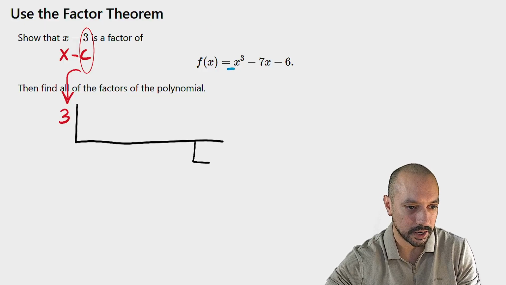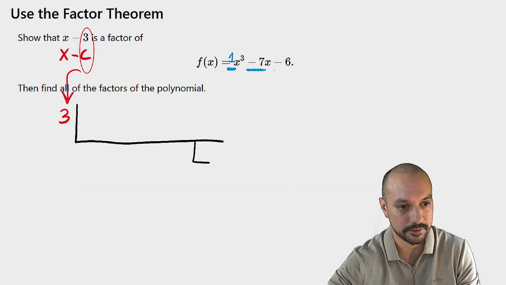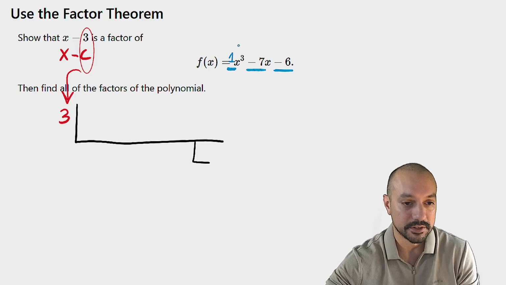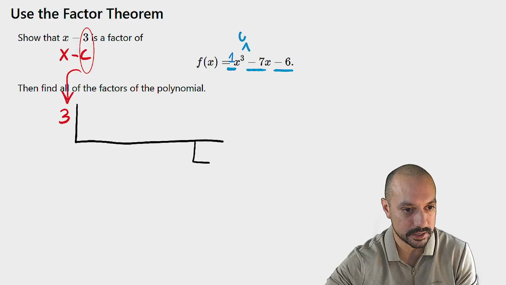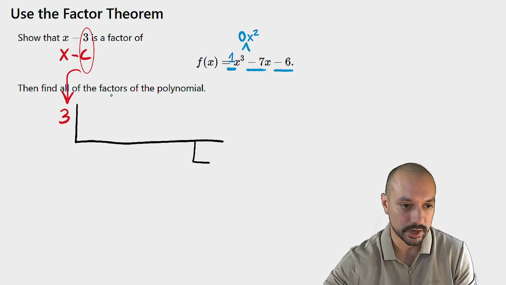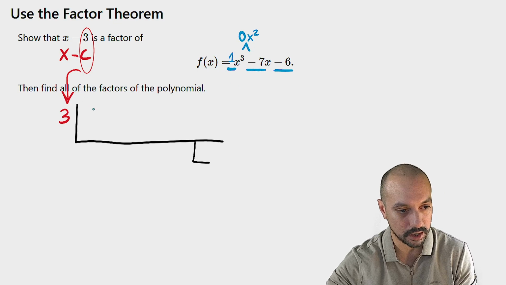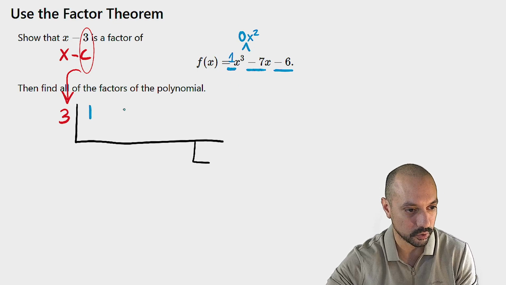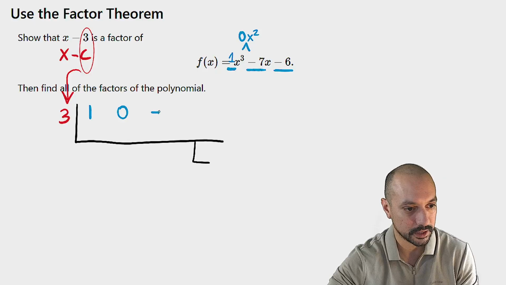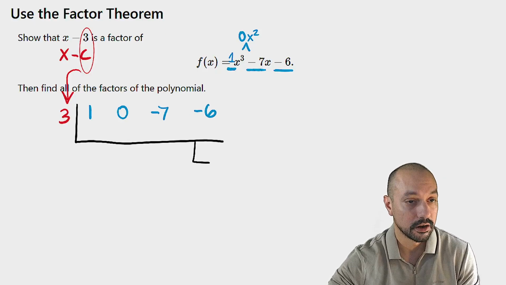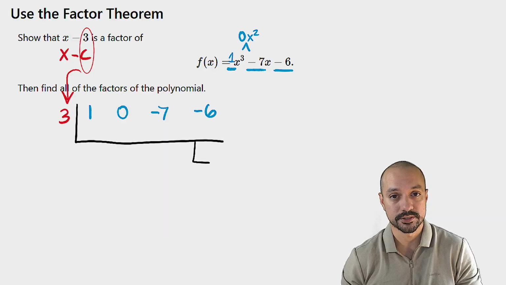I'm also going to grab the coefficients of function f. So we have an invisible 1 showing up on x to the third, and we also have a 0 making the x squared term. So when I go ahead and record those four values, I'm going to record 1, 0, -7, and negative 6. All right, so we're all set to go ahead and start our synthetic division.